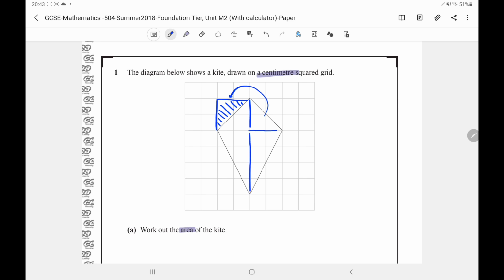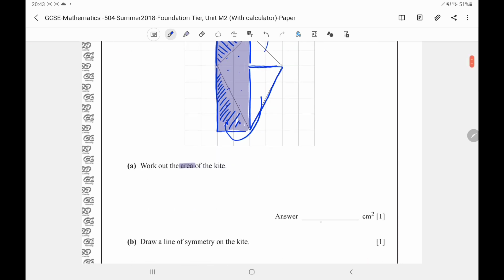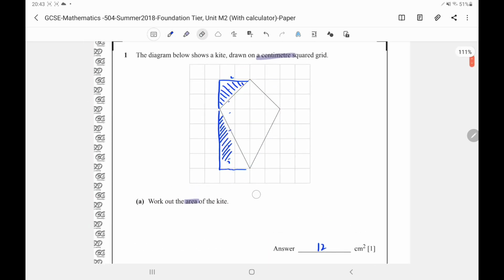And then I can take this triangle here and flip it round to fit in there. Once you rearrange that shape, it allows us to see that the rearranged shape takes up the area of a rectangle, and that's far easier to count. So you just count your full squares there. 1, 2, 3, 4, 5, 6, 7, 8, 9, 10, 11, 12. 12 centimetres squared.